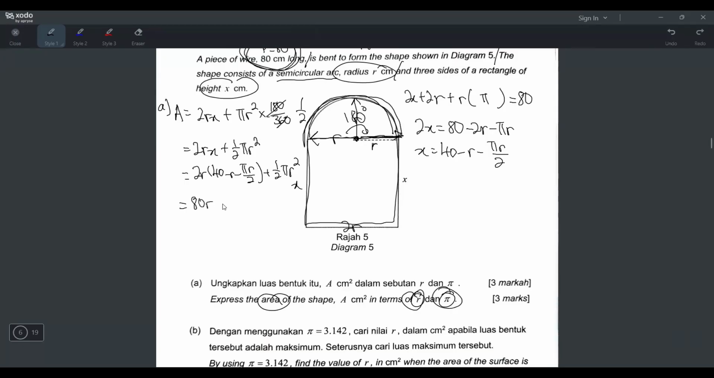So it becomes 80r here, minus 2r times r, which is 2r squared, minus, okay, the 2 can cancel, so you're left with pi r squared. And then plus 1 over 2 pi r squared. Okay, can we simplify this further?